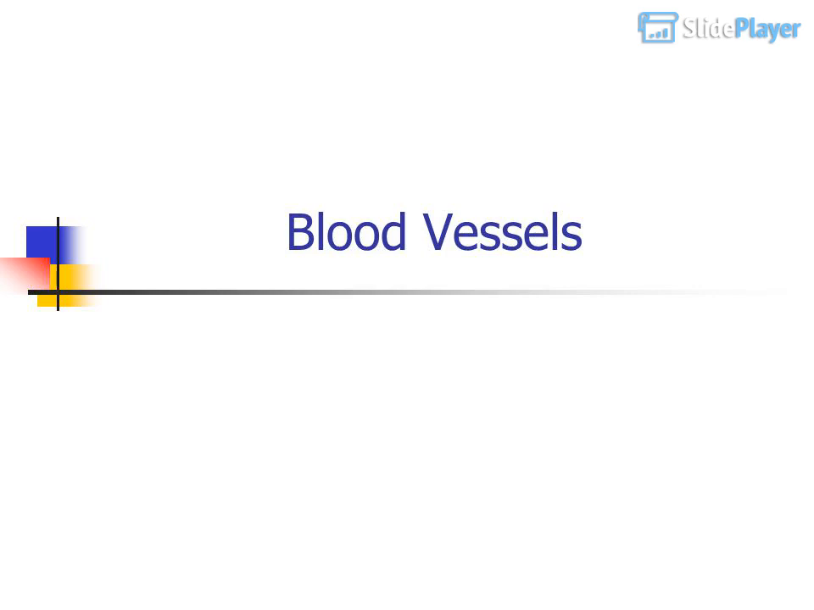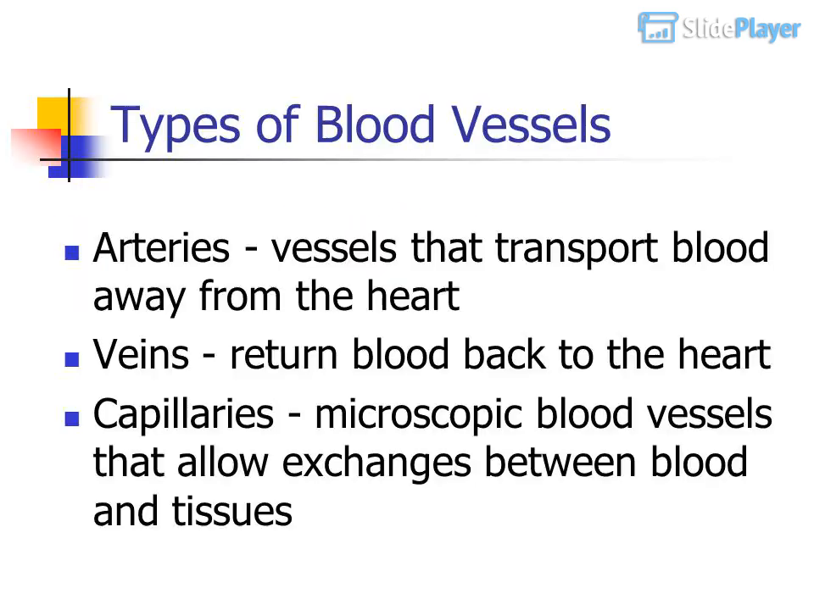Blood vessels. Types of blood vessels. Arteries, vessels that transport blood away from the heart. Veins, return blood back to the heart. Capillaries, microscopic blood vessels that allow exchanges between blood and tissues.